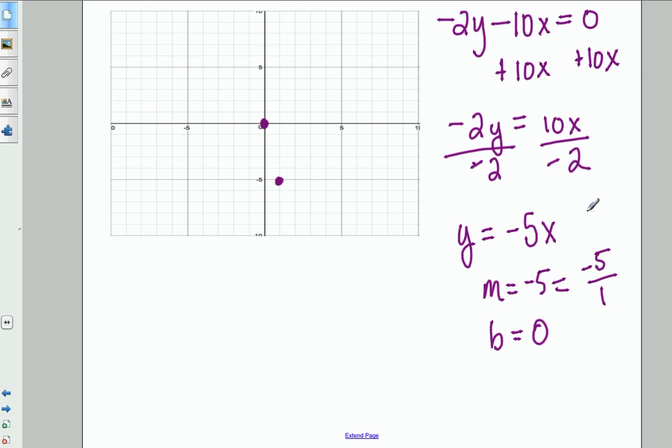Are you with me? Now, Garrett's question a while ago, what if one of them was negative? This is what Alan's question was as well. Negative 5 over 1 is the same thing as what? 5 over negative 1. It's equivalent. It doesn't look the same, but it's equivalent mathematically. So instead of going down 5, right 1, what could I do? Up 5 to the left 1, and then I could draw a line.